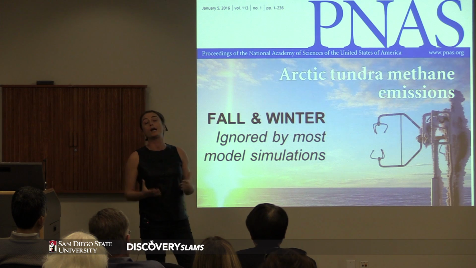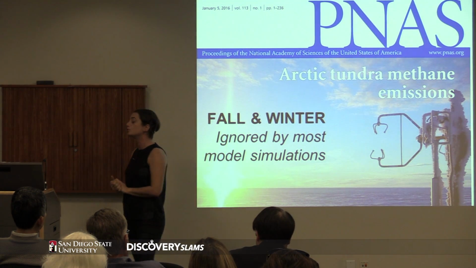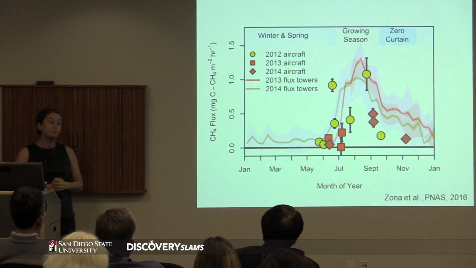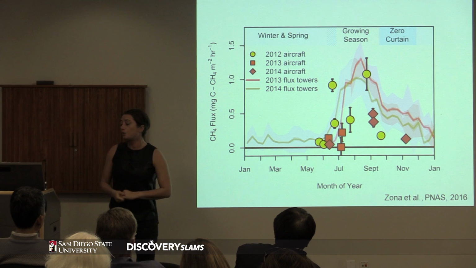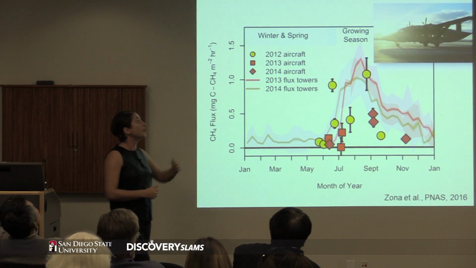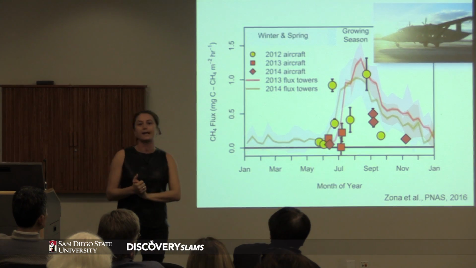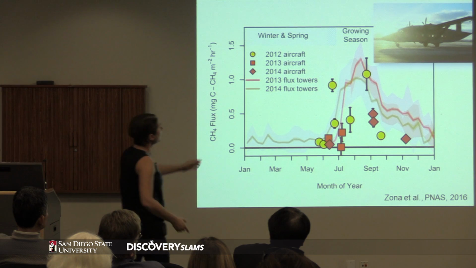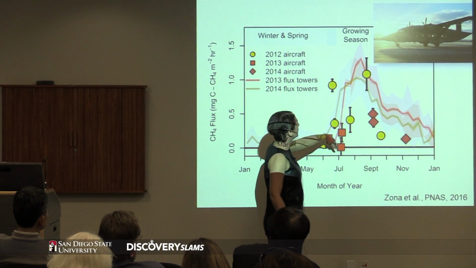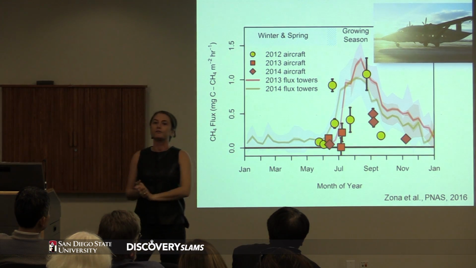So if we really want to understand the impact of climate change on this system, we need to be able to study also what's going on during this cold period. For this work, we coupled our eddy covariance towers to aircraft measurements from the NASA CARVE campaign. So these lines are our eddy covariance towers. These dots, diamonds, and squares are the fluxes estimated from the aircraft.